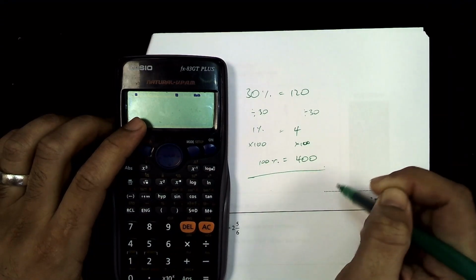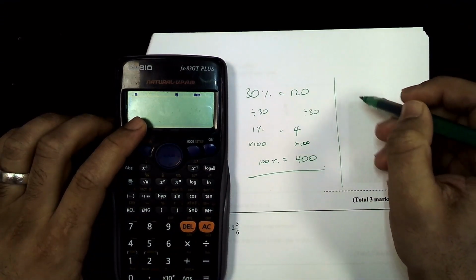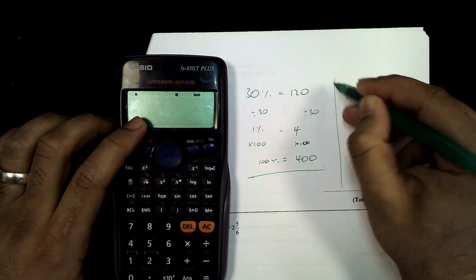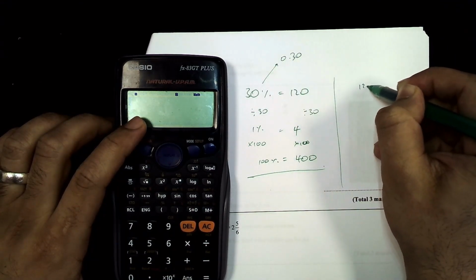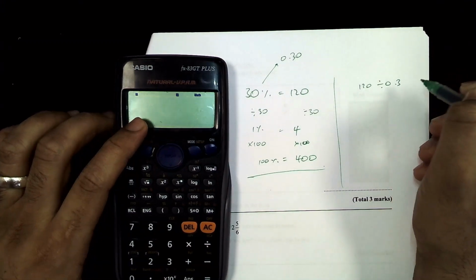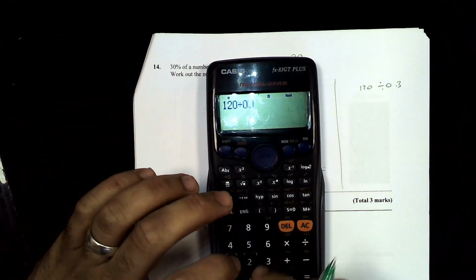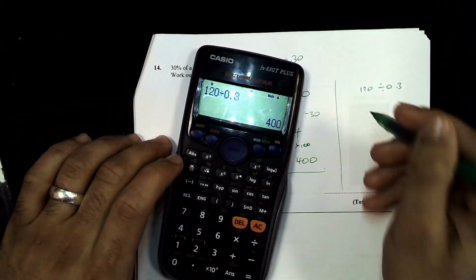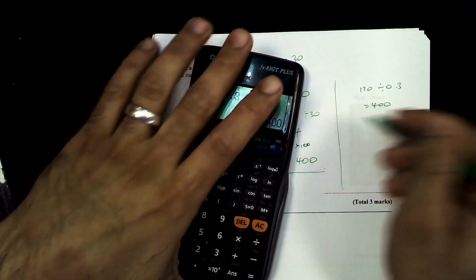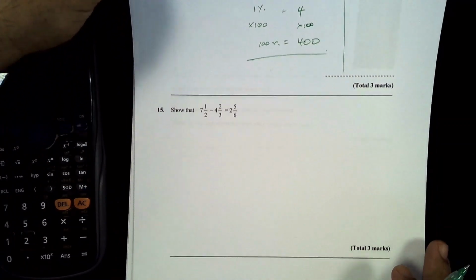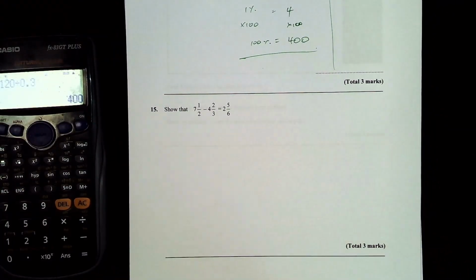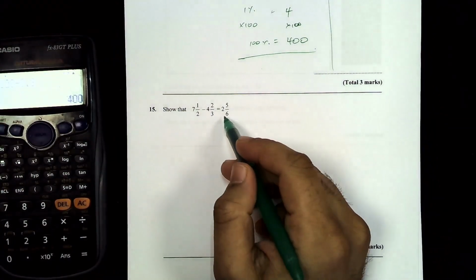That's one way. Alternatively, if you know what you're doing with your decimals and your fractions, you know that 30% is equal to 0.30. So you could just do 120 divided by 0.3. There we go, 120 divided by 0.3 in one step, 400. So either of those I'm happy with. 3 marks. Next question. Show that 7 and a half take away 4 2/3 equals 2 5/6.